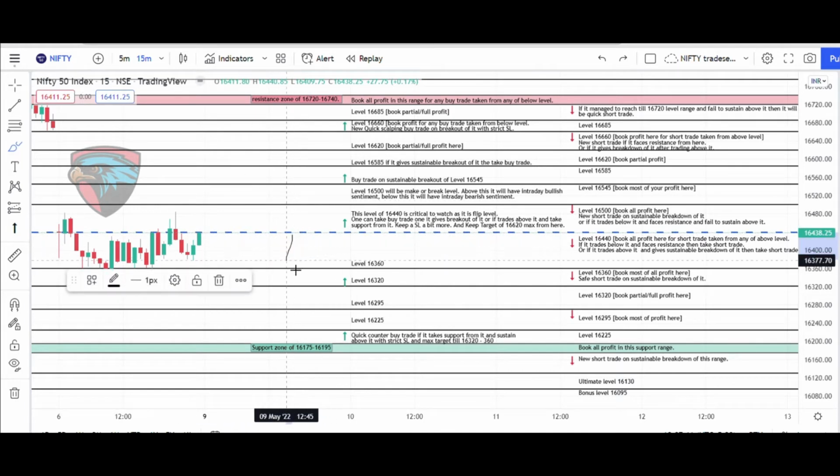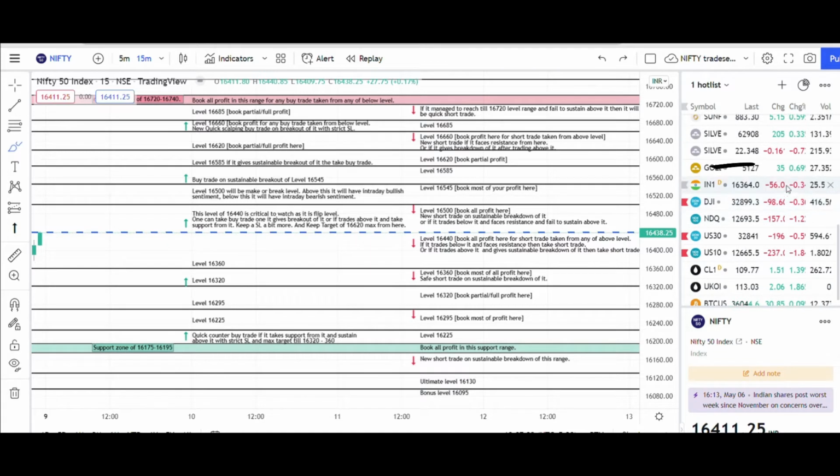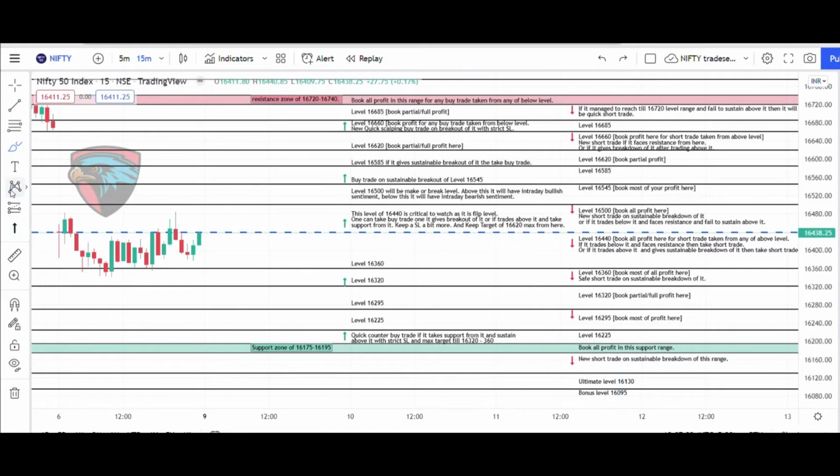So if we see here this range of 360 to 440, I'll be preferring to avoid taking any trade in this range. And if we see the SGX Nifty, it is showing kind of a 56-point gap down at this moment, considering the global market which traded and closed on Friday. So let's see. We will discuss first about the buy trade.